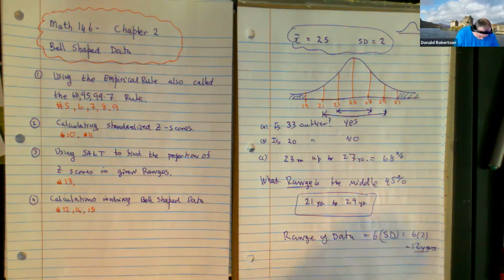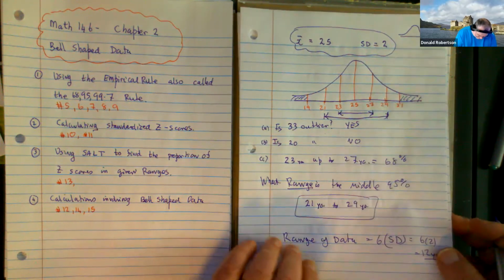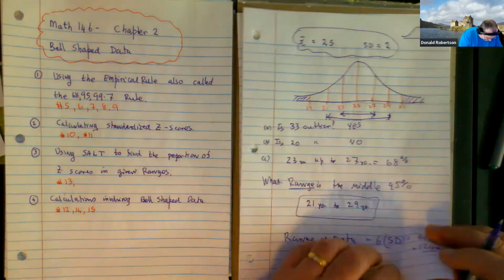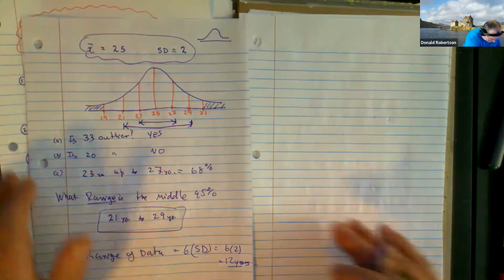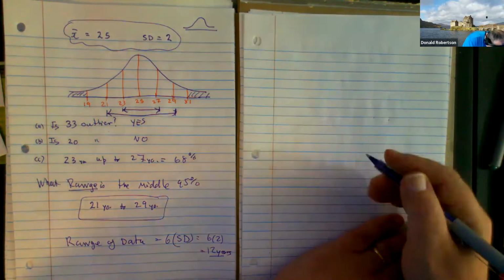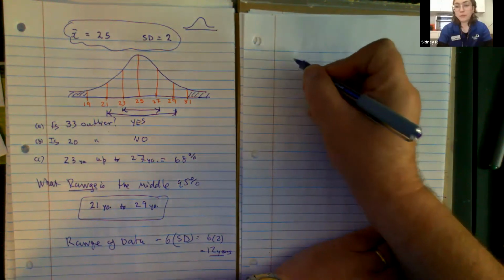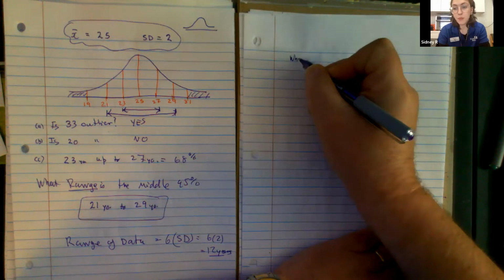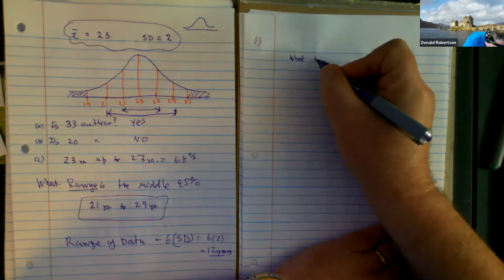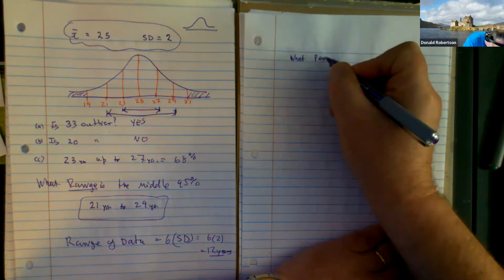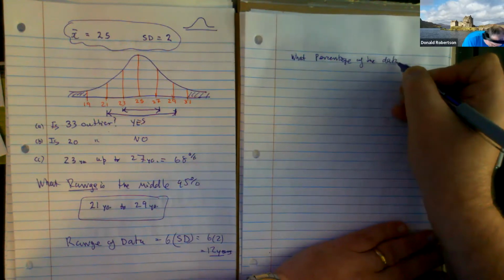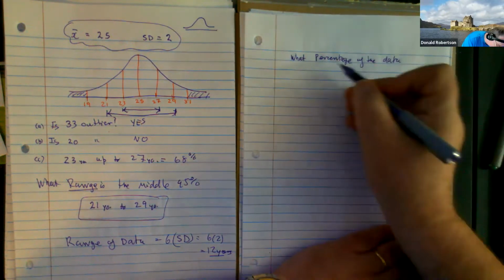Now, there's one more piece of information you can get from this, and that is maybe the hardest one of them all to do, but I'm going to try and do it anyway. And it would be a question like this one here. What percentage of the data, phrased it wrong, right?